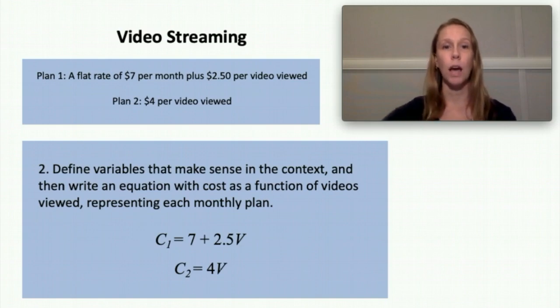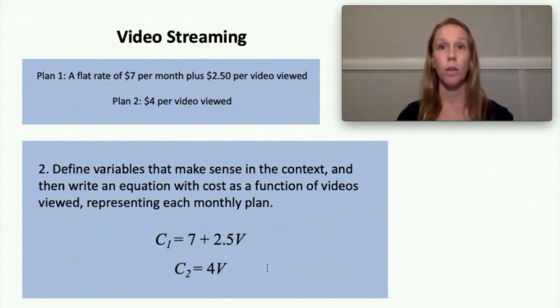So you can see my first equation is almost y equals mx plus b form, but I went with the starting value first. The commutative property says that's okay. So the starting value is $7 per month plus $2.50 per video, and I used V for my variable for video. You can use any letters that you want for your variables. For plan 2, it's simply $4 per video viewed.